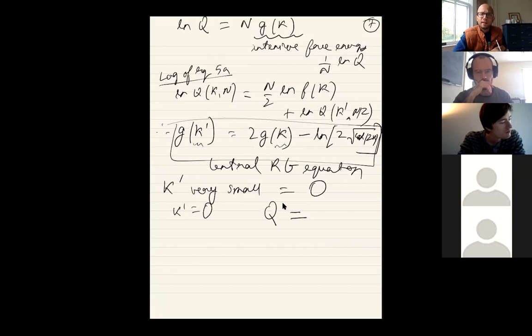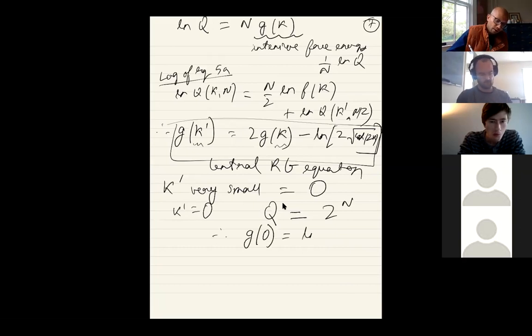How many ways can you arrange one spin? 2. And you have n of them, and they can be arranged independently. So Q is equal to 2 to the power n. Therefore, G of 0 is log 2.